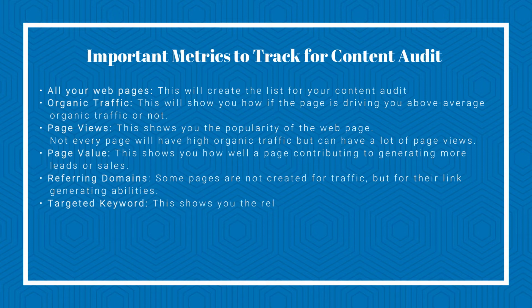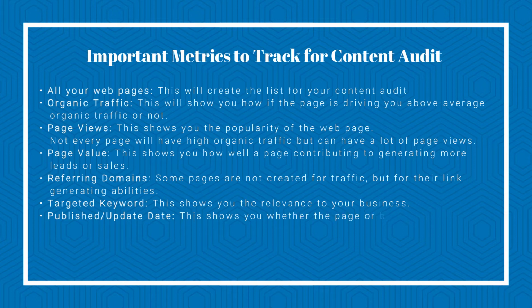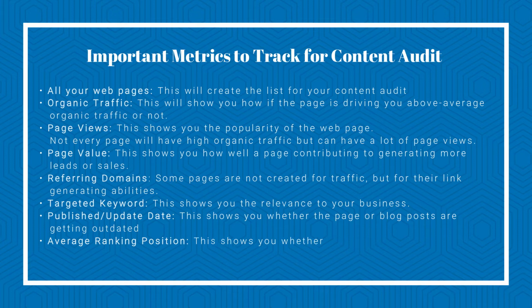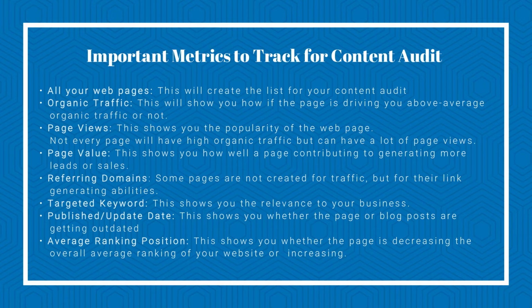The next important metric is referring domains. Some pages are just not created for traffic, but for their link generating abilities. Another one is targeted keyword. This shows you the relevance to your business and whether you are targeting the keyword already or not. Another important metric is published and update date. This shows you whether the page or blog posts are getting outdated or not. And the last important metric that I recommend is average ranking position. This shows you whether the page is decreasing or increasing the overall average ranking of your website.